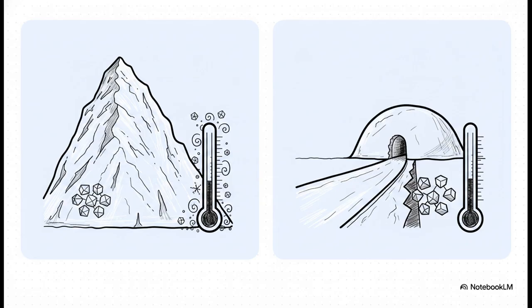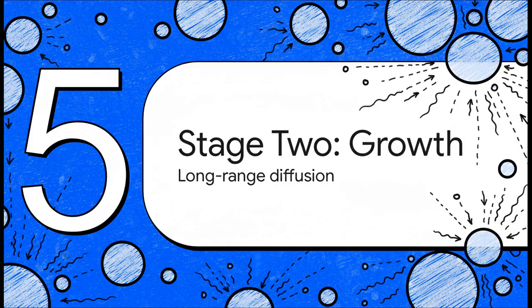Instead of forming out of nowhere, the new phase forms on pre-existing structural inhomogeneities, things like container walls, tiny impurities, or grain boundaries. By piggybacking on these structures, the new phase drastically lowers its surface energy. It essentially bypasses the mountain entirely, meaning it only needs a slight amount of supercooling to get the whole process started. And that brings us to our final section, Section 5, Stage 2, Growth and Kinetics.